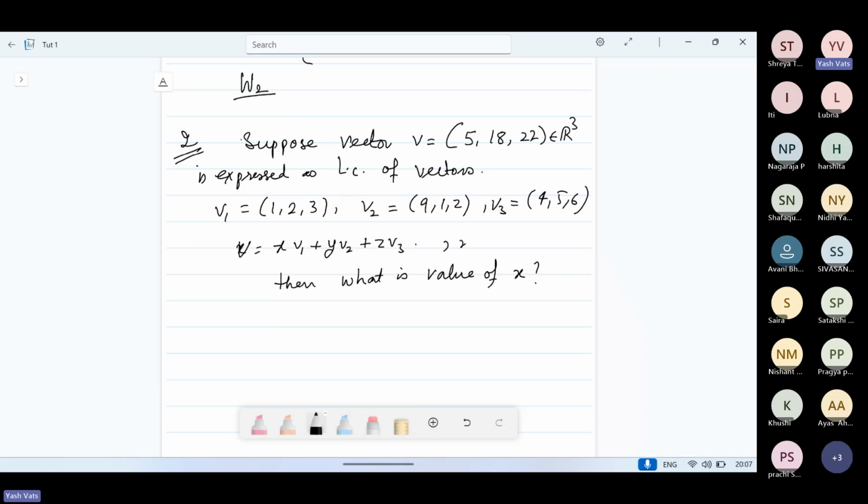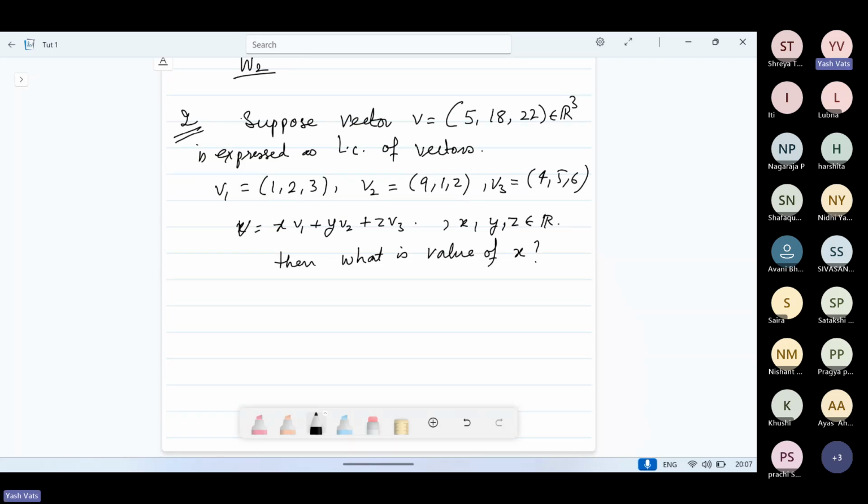Yes, and x, y, z is in R. So I'm not interested in finding the value of x, but I'm interested in how to write v as a linear combination. So suppose you have a vector space R3, how do you write a vector from that space as a linear combination of three other vectors? So I will discuss it.